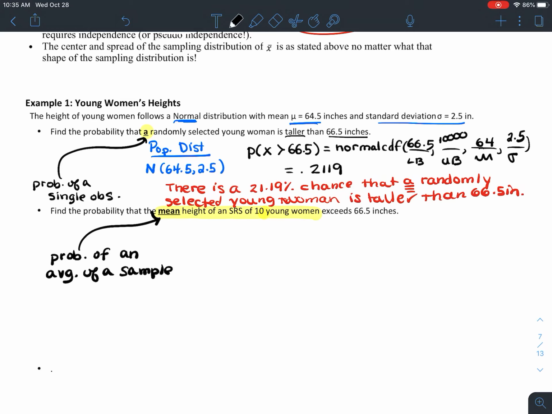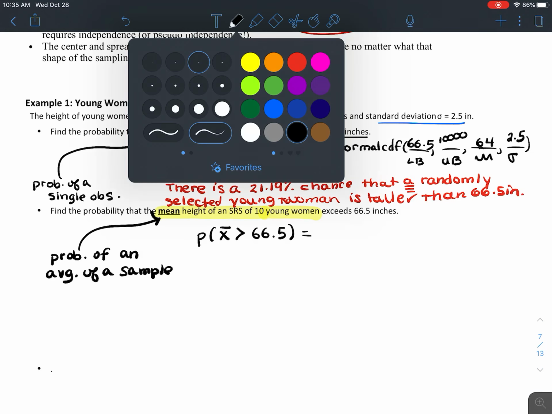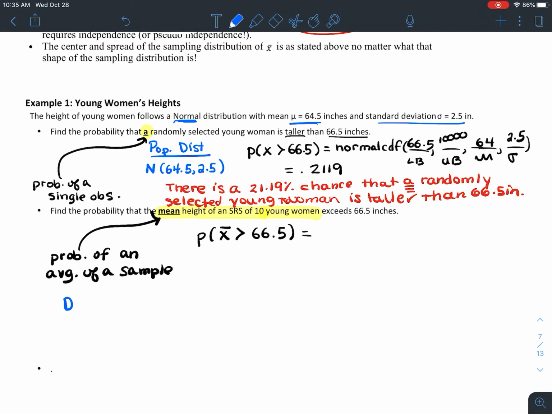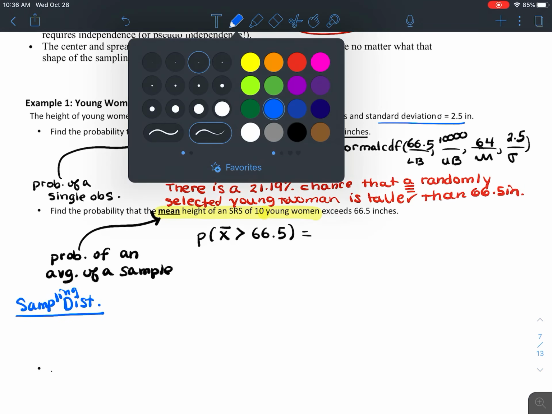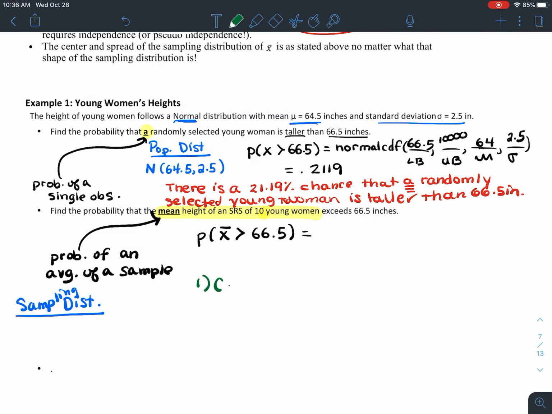So if we're going to calculate the probability that the average is greater than 66.5, and I'm going to go ahead and fill in, this no longer is x, but rather x bar is greater than 66.5, I'm going to need to calculate a few things here. I'm not going to be able to use this information here for my population distribution. I'm going to need to construct the shape and the center and the spread for the sampling distribution. So let's go ahead and see if we can work through this. We're going to start with the center. Here's what we know, and this was listed up above.